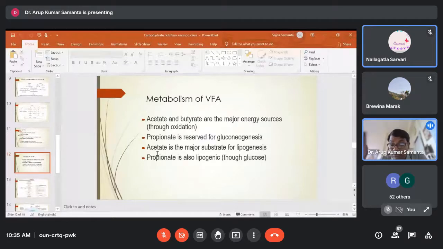So butyric acid is converted to beta hydroxybutyric acid. And acetate is not going to be metabolized as such. It is going to be there in the blood circulation as such.